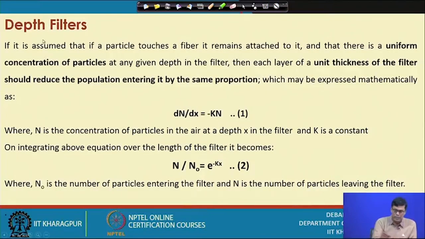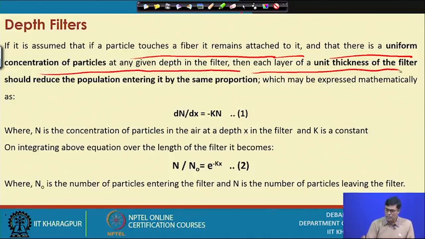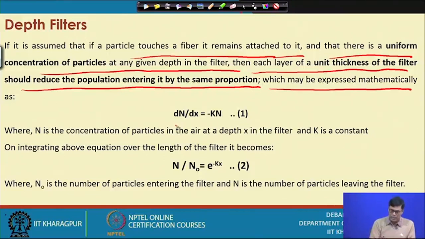Now, in case of the depth filter, it is assumed that when a particle touches the fiber, it remains attached to it, and there is a uniform concentration of particles at any given depth of the filter. Then each layer of unit thickness of the filter should reduce the population entering in the same proportion, which may be expressed mathematically like this: dN/dx = -kN, where dx is the thickness of the filter, N is the concentration of the particle, k is the constant and x is the depth of the filter. So, we can write N/N0 = e^(-kx).